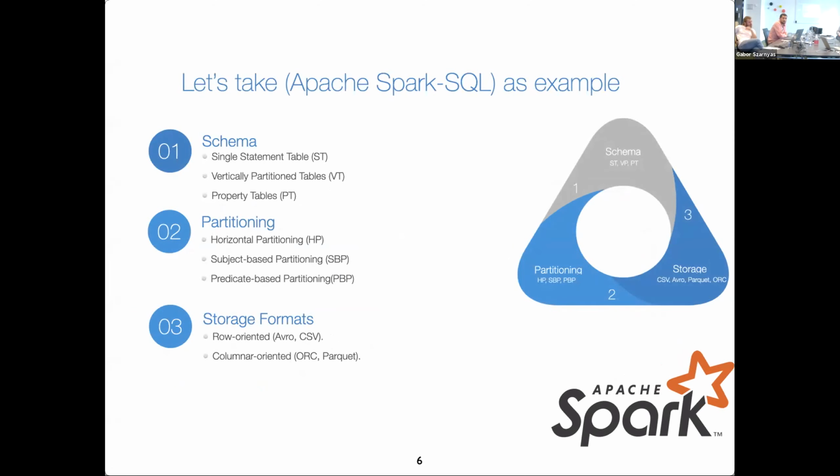And if we just pick one of these big data tools to relationally process and query large RDF datasets, it turns out that we have some dimensions to consider, and the most non-trivial yet impactful three dimensions are the schema, partitioning, and the storage formats. And we have several options under each dimension. Under schema, for example, we have the single statement table, vertical partitioned tables, and also the property tables schema. For partitioning, we can partition the RDF data horizontally or using the subject or predicate keys, right? And also we have a wide variety of row-oriented and columnar-oriented file formats, such as ORC and Parquet.